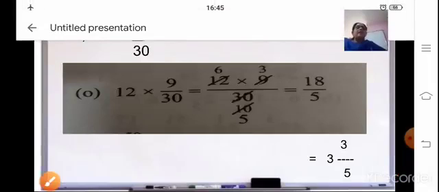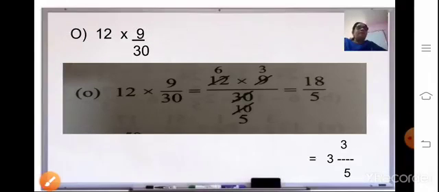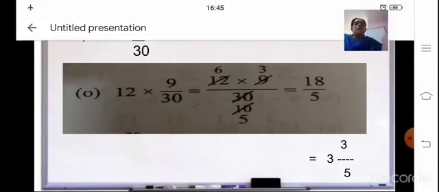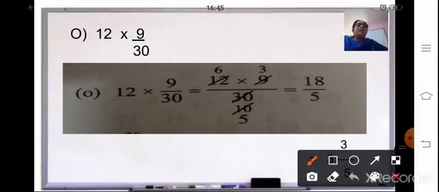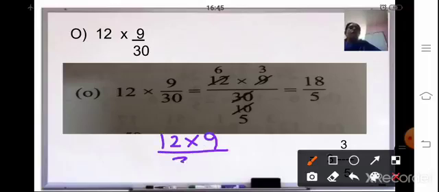Coming to the last sum, that is O1. If you have your textbook, you can just check the question with that. O1, that is 12 into 9 upon 30. Again, that is 12, the whole number, multiplied by the numerator, that is 9 upon 30. Now again here, 9 and 30 are divisible by the number 3. I'll just show you here. 12 into 9 upon 30.